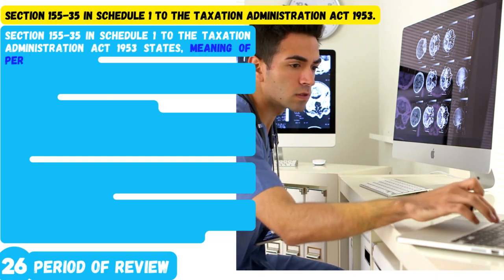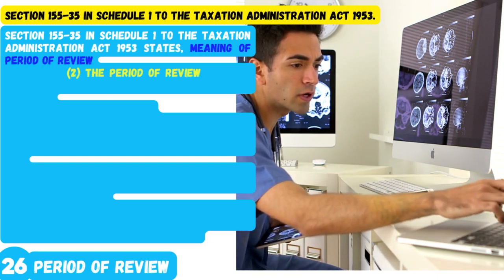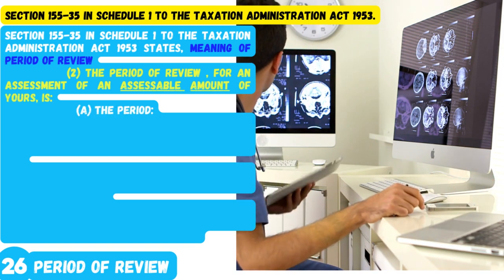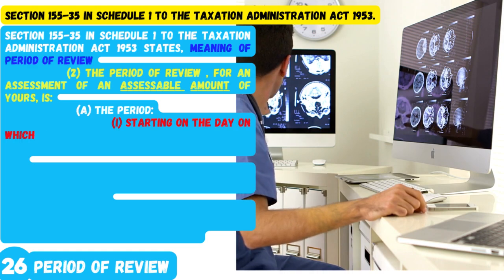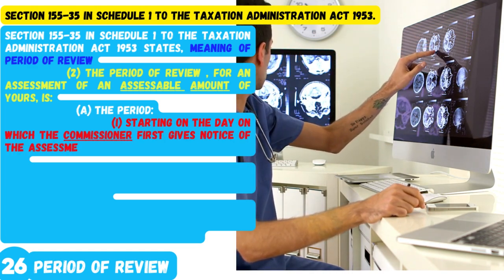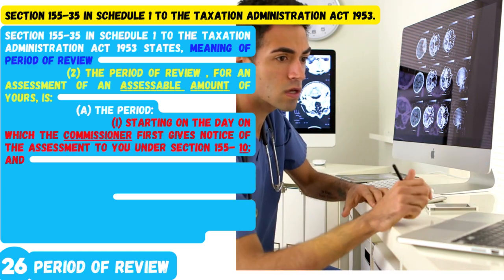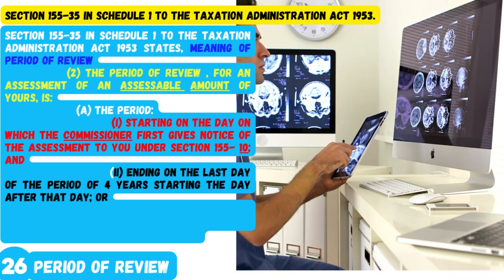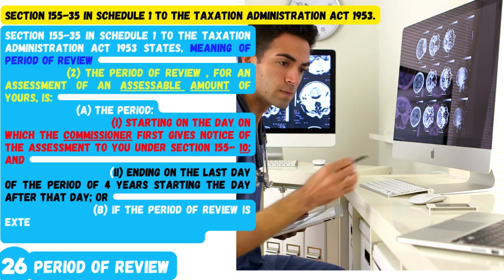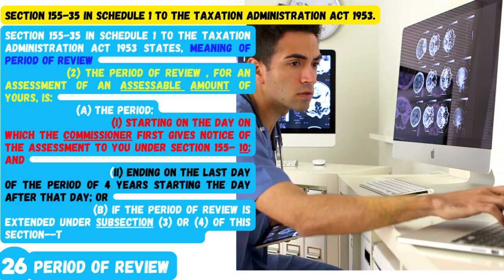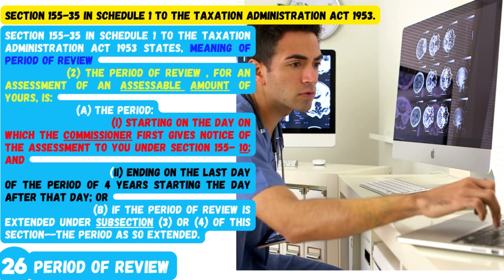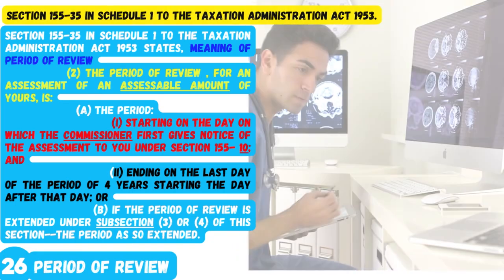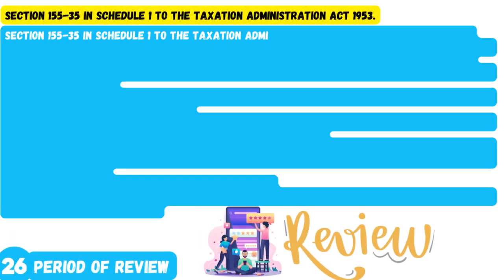2. The period of review for an assessment of an assessable amount of yours is a. The period 1. starting on the day on which the Commissioner first gives notice of the assessment to you under Section 155-10, and 2. ending on the last day of the period of 4 years starting the day after that day, or b. If the period of review is extended under subsection 3 or 4 of this section, the period as so extended. Extensions.